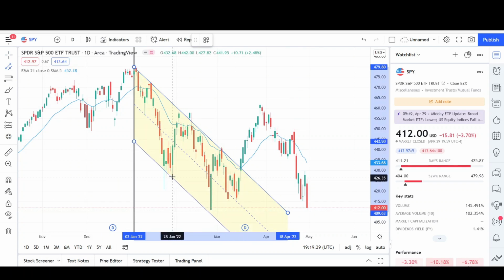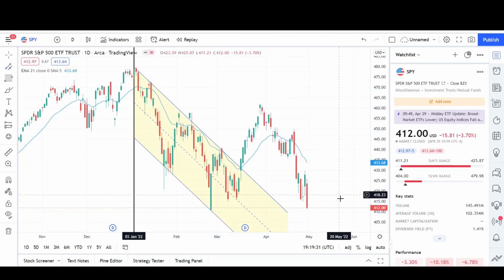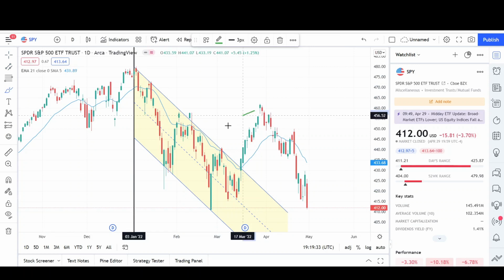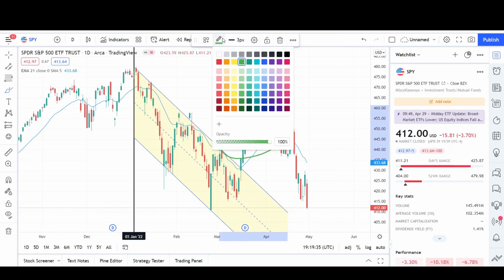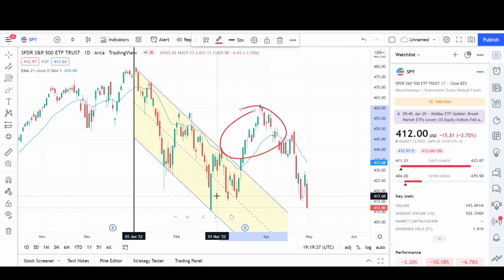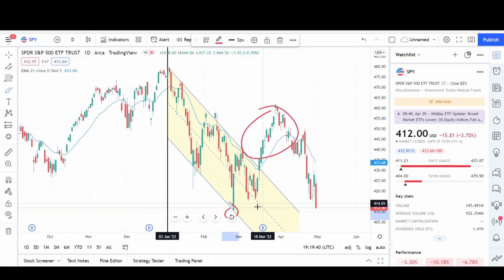So we had this downtrend in play. That's why I was expecting a retest of the previous low, because we had the first break of the pattern. Normally, when we get the first break of the pattern, we should go back down to retest the previous low, and that's pretty much exactly what we did.